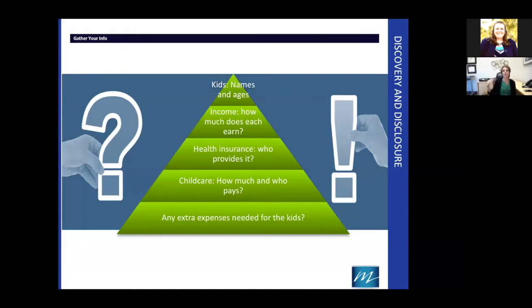But a judge can't make a decision or do a child support worksheet without you providing each element of information through either your testimony or documents or someone else's testimony. Okay? Does that make sense? Yep. Okay, great.